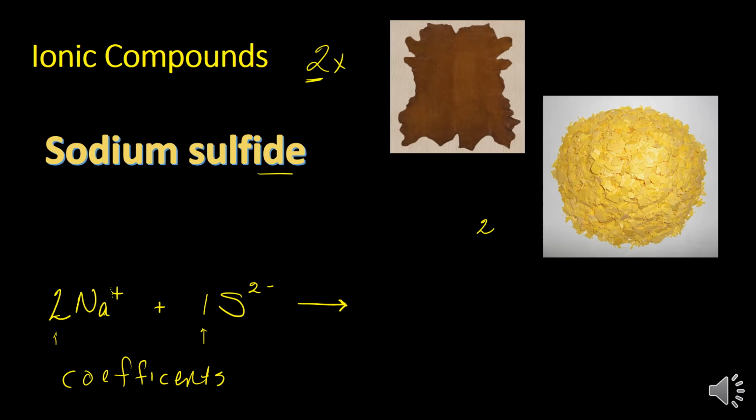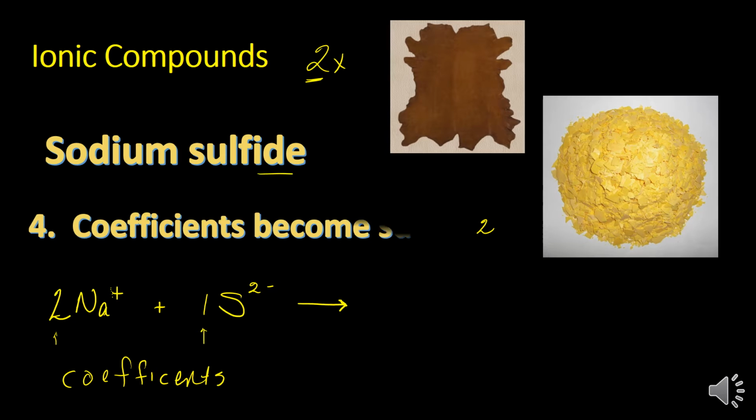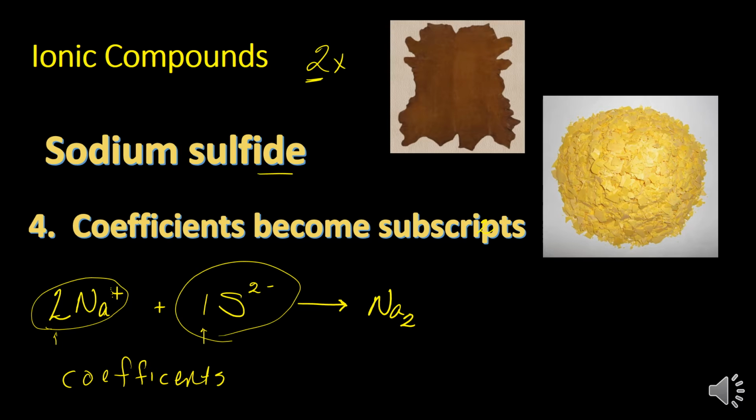All right, the last step then is you need to use your coefficients as subscripts. So your formula says, here it says we need 2 sodium ions. So Na2, that means 2 sodium ions. Then this says we need 1 sulfur ion. So S. We don't write the ones. That's it, you're done.